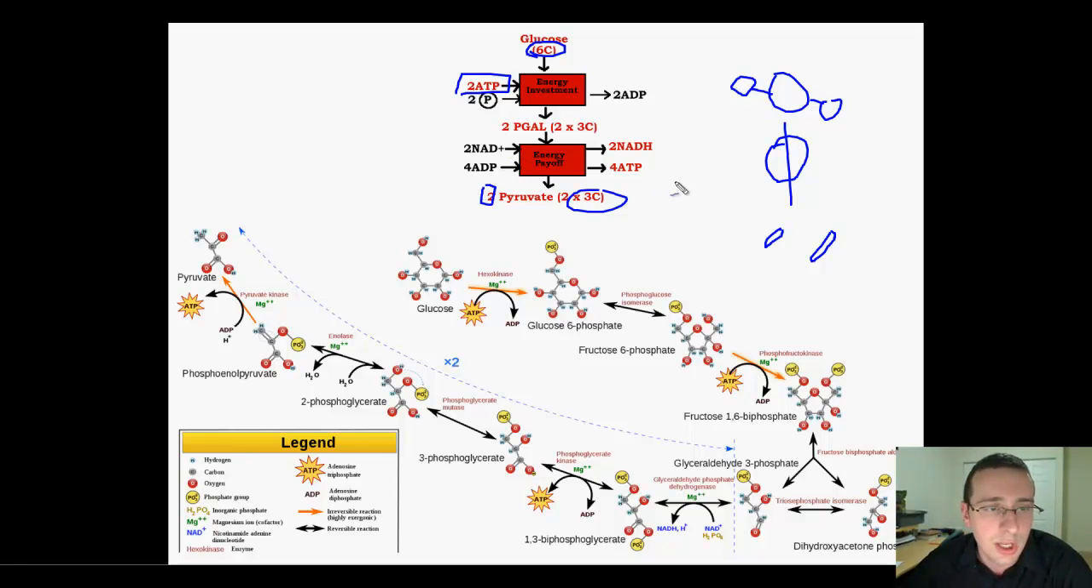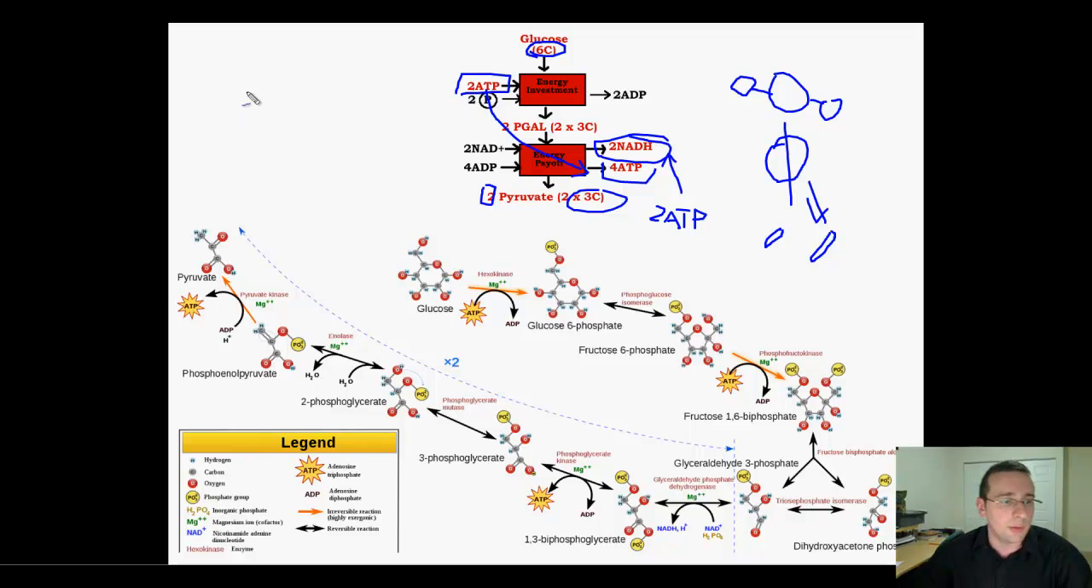Now notice that doing this split process, you actually create 2 NADHs and 4 ATPs. So even though you had to spend 2 ATPs, you end up making 4, which gives you an overall net of 2 ATP after glycolysis is over, in addition to the 2 NADH up here. So you have these things.